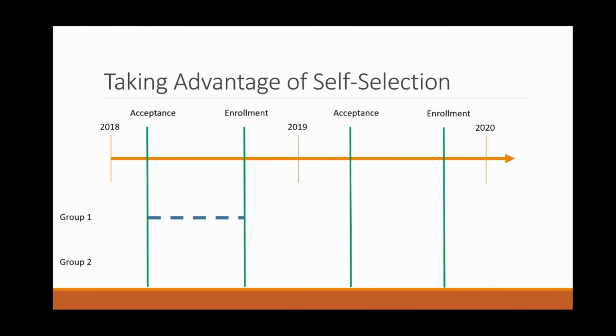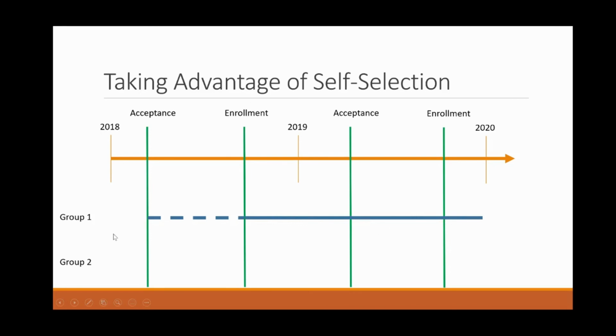Now, in this time between acceptance and enrollment, they have been accepted. So they have gone through all of the process that selects them into the program: the self-selection, that is choosing to apply, and the acceptance process of the educational program that chooses them. So by middle of 2018, Group 1 has been selected. They're going to participate in the program, but they haven't received the intervention yet, the computer training program. Then after enrollment, they receive the intervention.